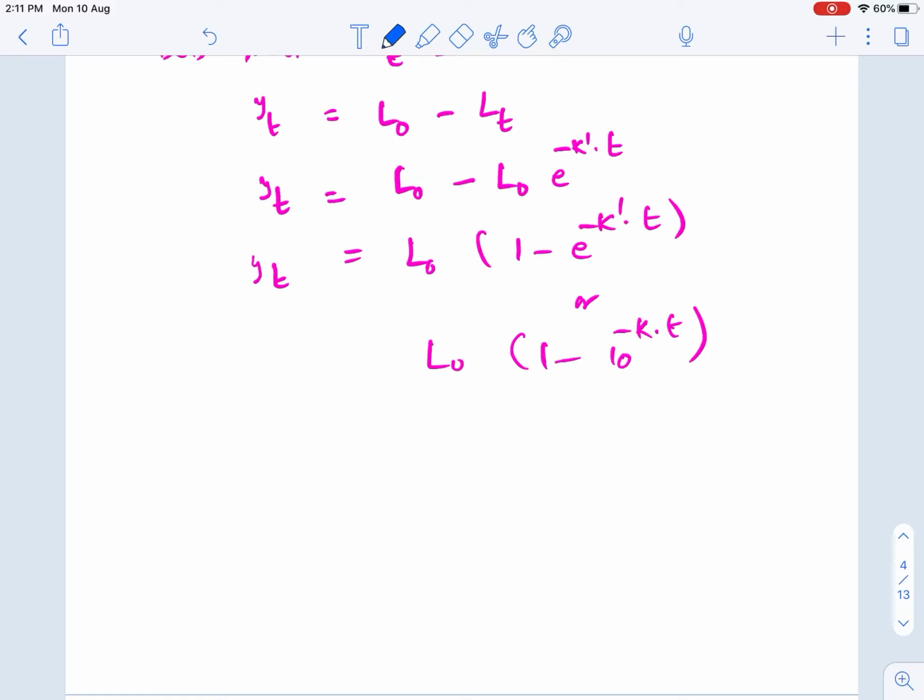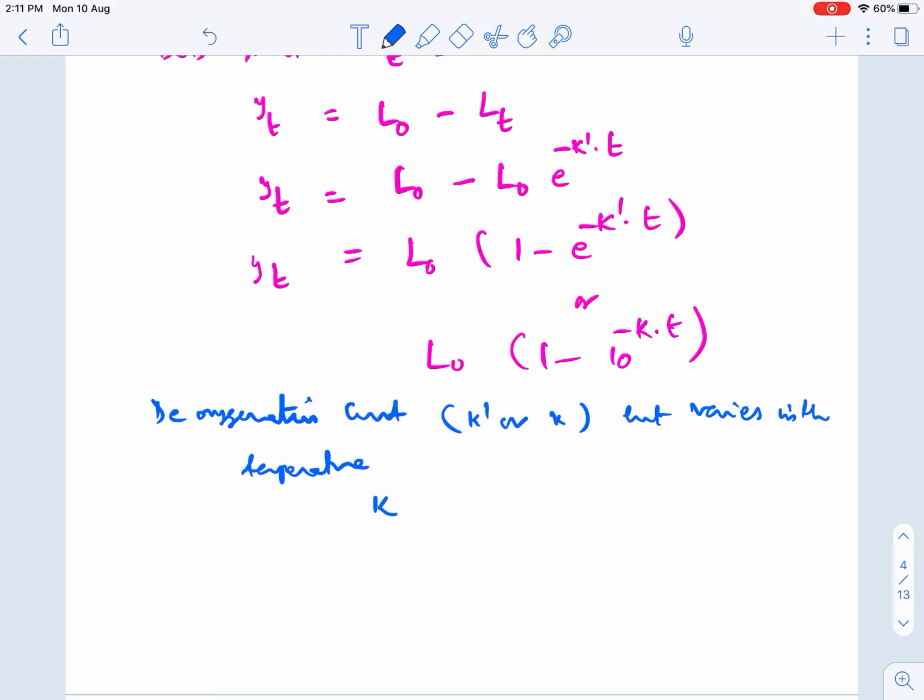The deoxygenation constant we are talking about, either K dash or k, is not exactly a constant, but it varies with temperature.